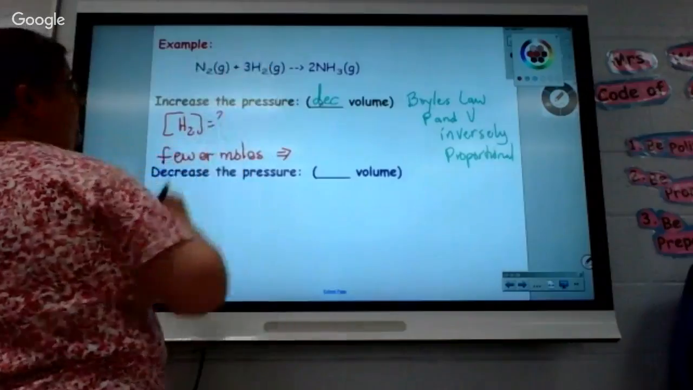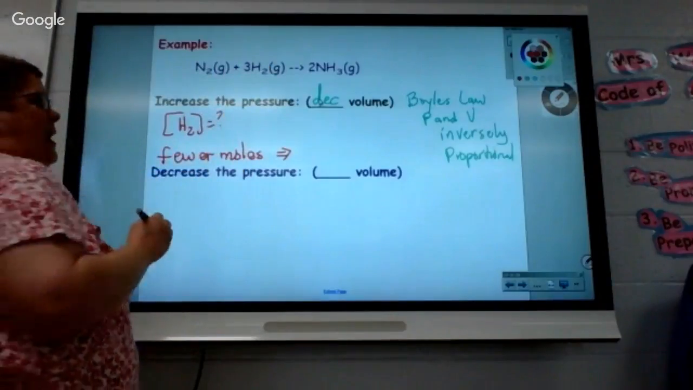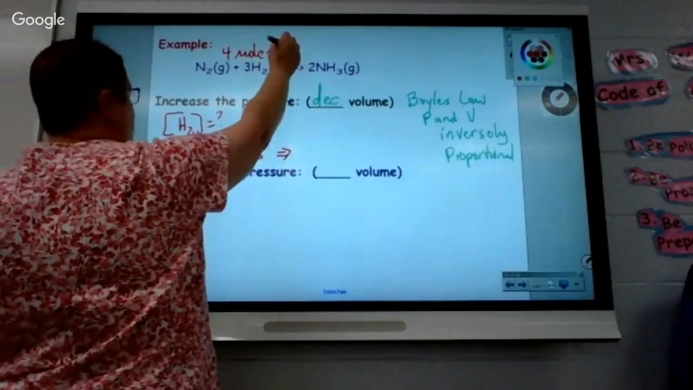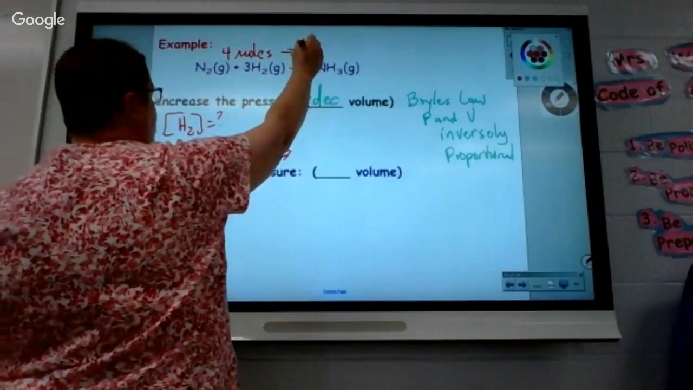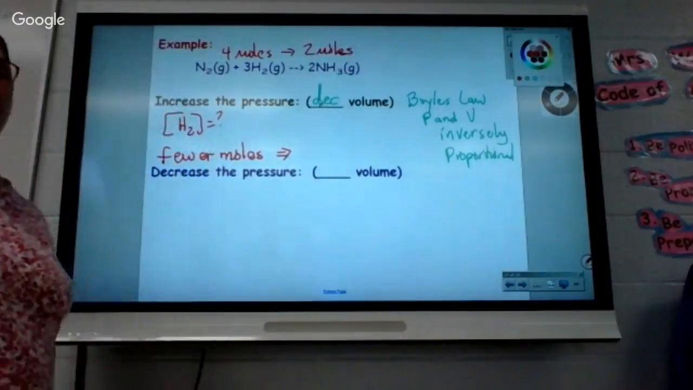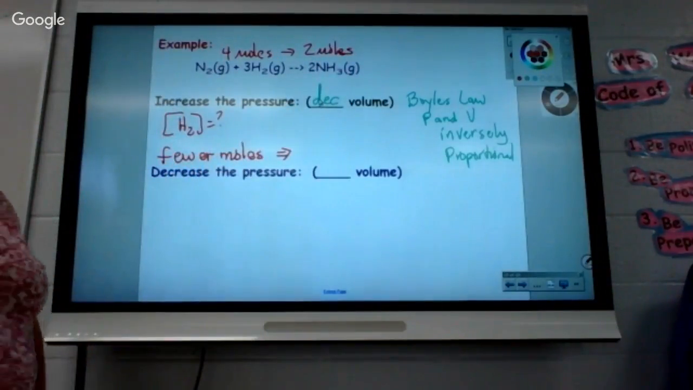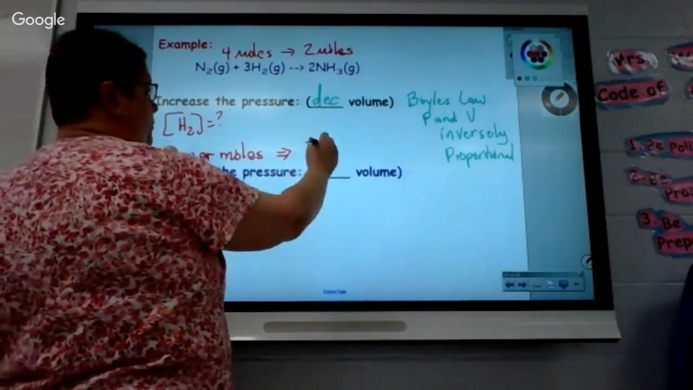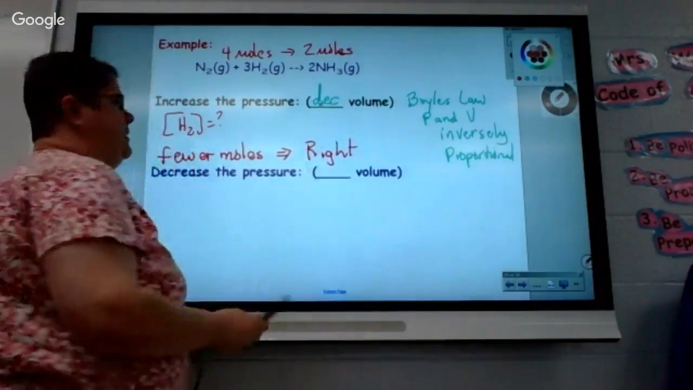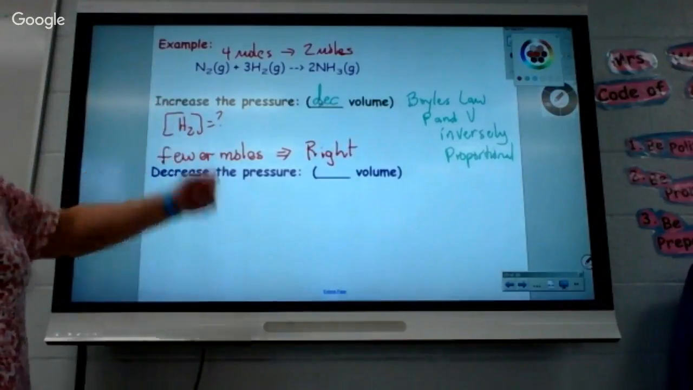That's fabulous. How many moles are on the left, just to make sure we're all on the same page? 4. That was good. And how many moles are on the right? 2. Very good. That's a lot of voices all yelling the right answer. All right, so everybody said it shifts to the right. So we seem to have that piece. It's the increase-decrease part that's killing us here with the hydrogen.